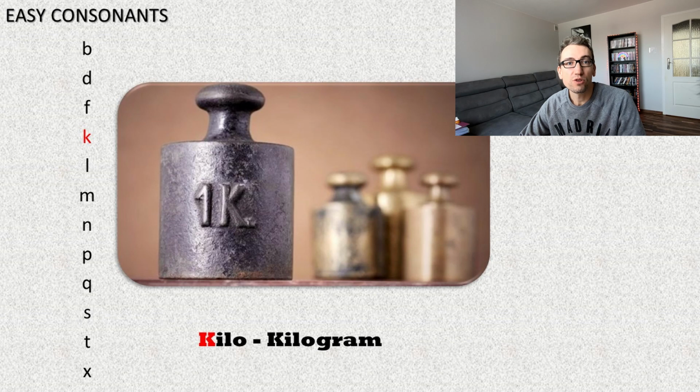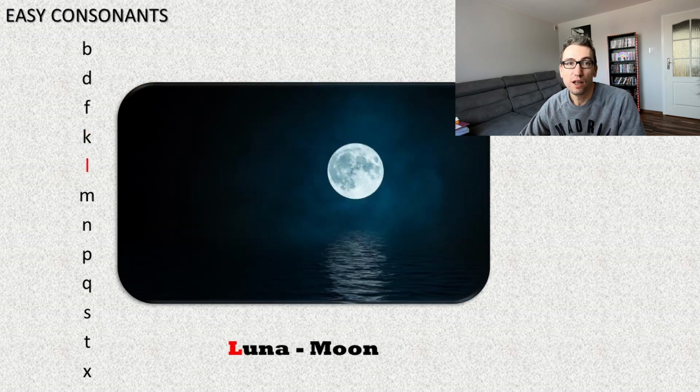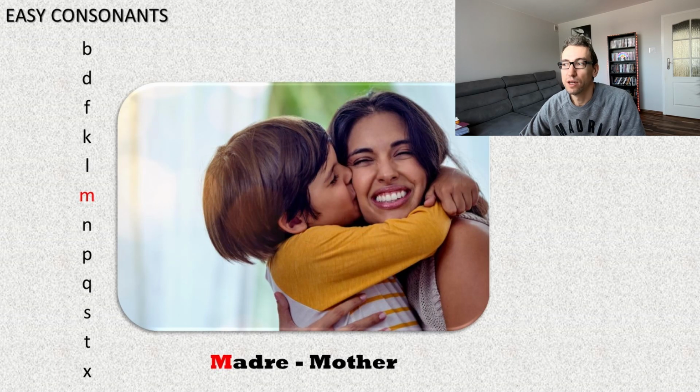Now K is an interesting letter because there are very few words that start with K. So usually Spanish people pronouncing something through the telephone go by K de kilo. And kilo means kilogram, of course. L, like luna. Luna means moon. M, obviously like madre, it means mother.